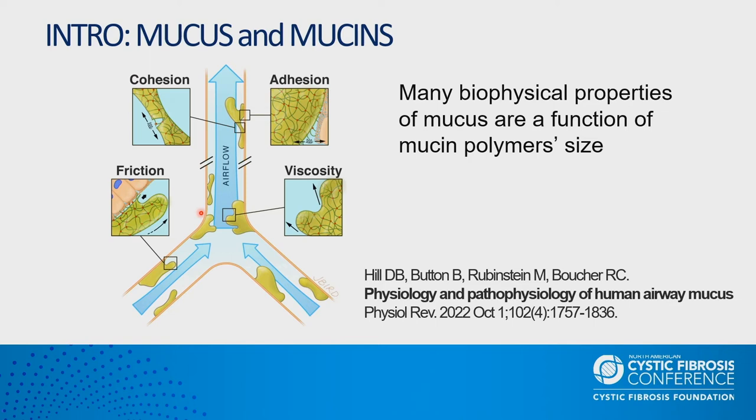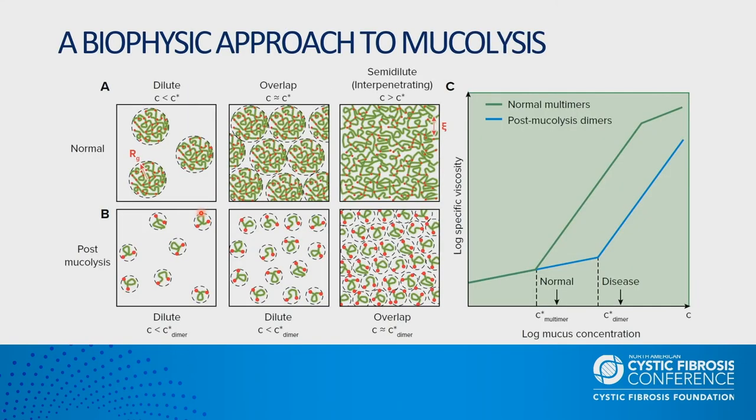Because I'm advertising their paper, I feel totally fine stealing a figure from this review to help me explain the rationale of this project. Here in this row, we can see the mucin depicted as this squiggly green line, and each of them is characterized by a radius of gyration, which is directly proportional to their size. So big radius of gyration, big mucins; little radius of gyration, little mucins.